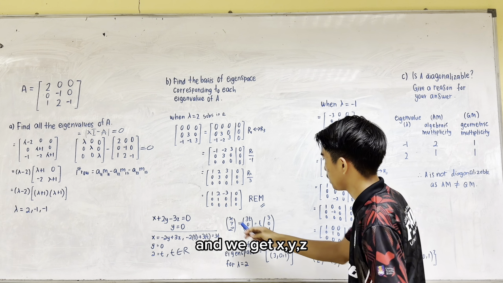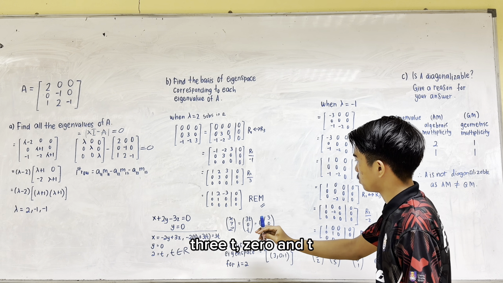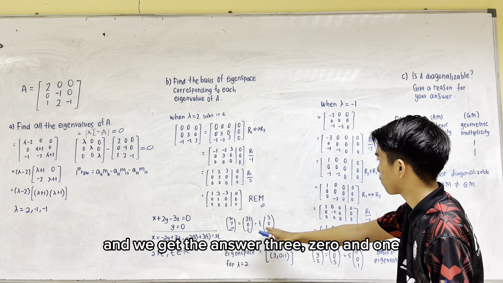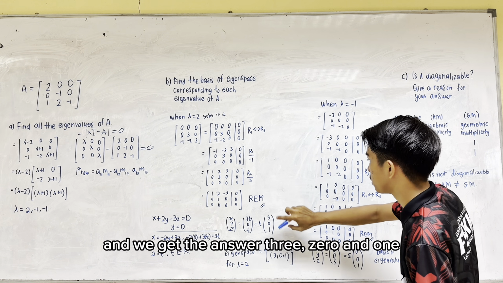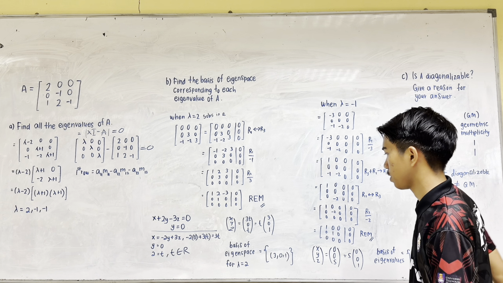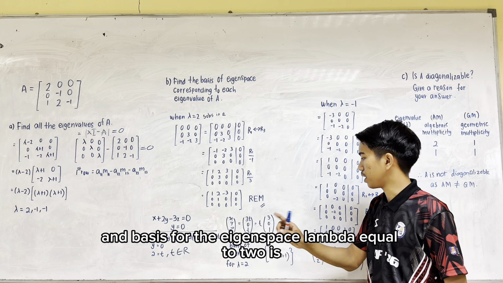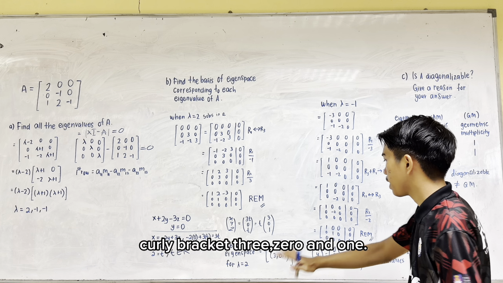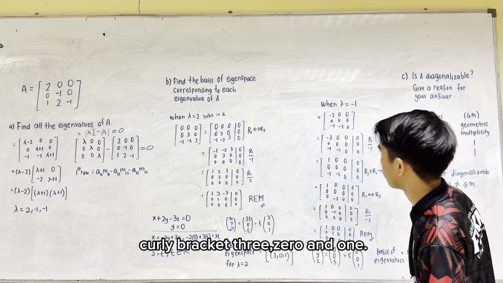And we get x, y, z equals 3t, 0t. And we separate the t and we get the answer 3, 0 and 1. And the basis for the eigenspace for lambda 2 is curly bracket 3, 0, 1.